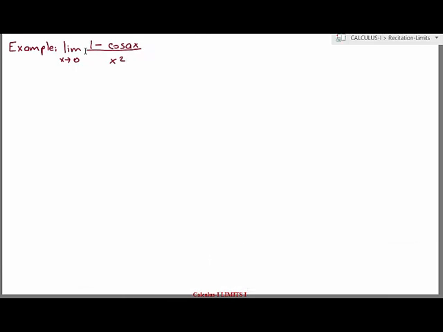If you plug the number 0 in the expression, you have 1 minus cosine 0, which is 0 in numerator. 1 minus cosine 0 is 0, and the denominator is 0. So you have an indeterminate form. So we do not get the answer directly. And I don't want to use L'Hopital's rule. Let's simplify the expression. To solve this problem, I need to remember some trigonometric identities.